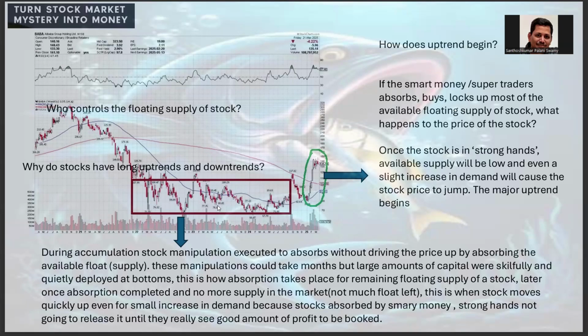Exactly playing with the available float of that stock. Once it gets absorbed, later a small demand makes the price go quickly to the upper side. How does the uptrend begin here?